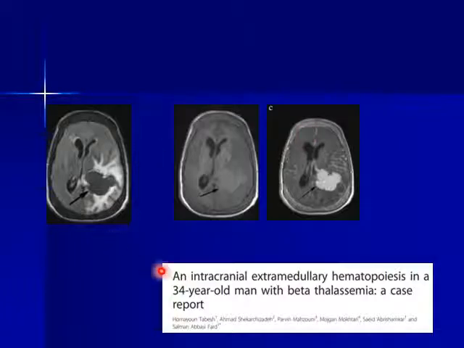Rarely, as a case report, it can be seen intraventricular. This is a case report of extramedullary hematopoiesis mass involving the trigone of the lateral ventricle, and as I have told you, other signs of chronic anemia are present here, widening of the diploic space and low signal. This was a case of thalassemia.